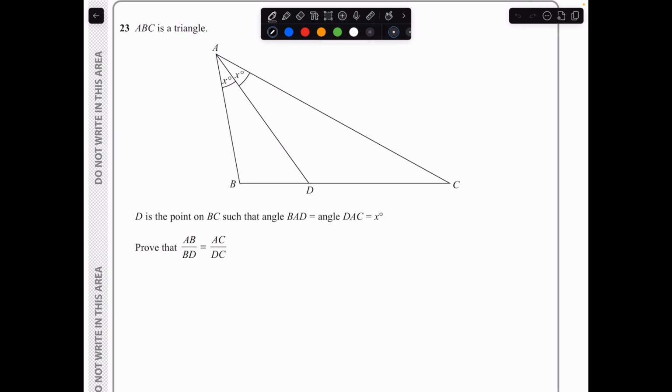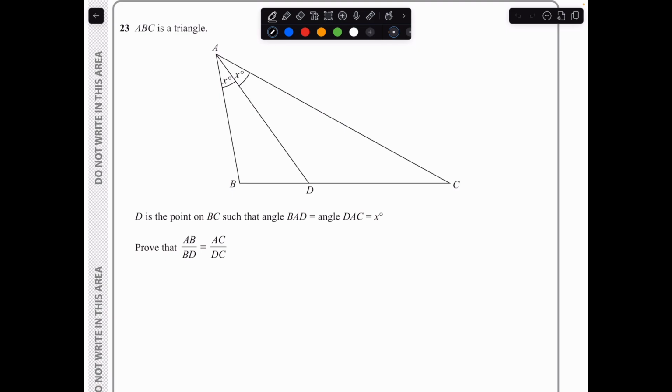Today we're going to go through question 23 from the GCSE Maths Higher Paper 3 from 2021. So let's see what the question is asking us. ABC is a triangle, then we're given a diagram. D is the point on BC such that the angle BAD is equal to the angle DAC, which is equal to x degrees. Prove that AB over BD is equal to AC over DC.